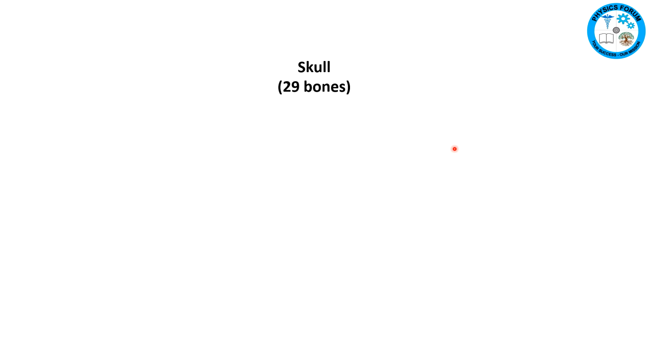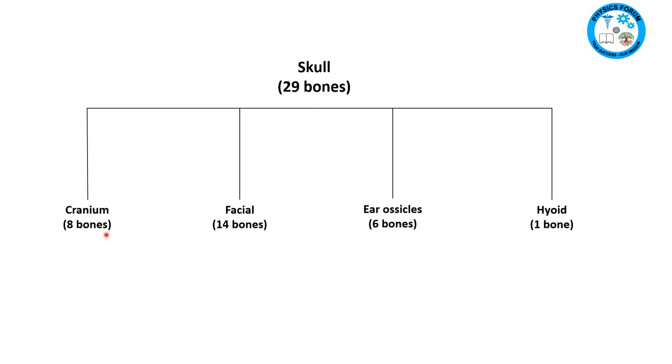So, we have 29 bones in our skull. Those are 8 cranium bones, 14 facial bones, 6 bones present in the ear ossicles, and 1 hyoid bone.